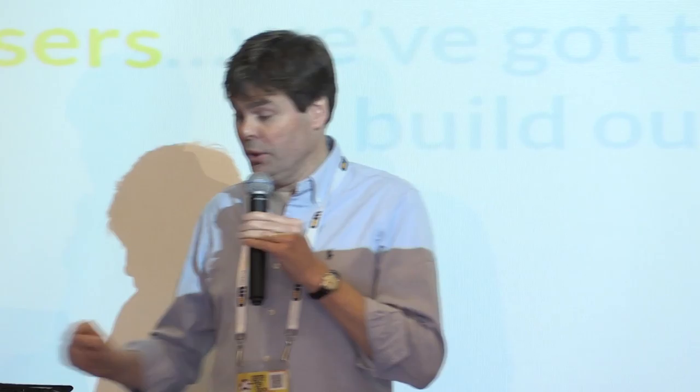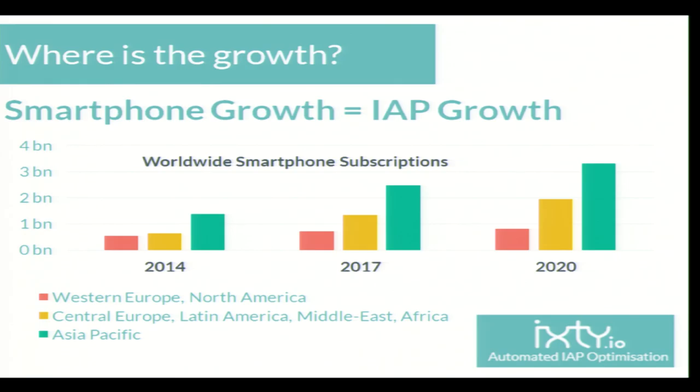Now, the backdrop to all of this is smartphone growth, which has been spoken about a lot. Where is the growth? Well, it's everywhere. But where is it most? As you can see from the yellow and green bits up there, it's not in Western Europe. It's in Central Europe, Africa, the Middle East, South America, Asia. So all those emerging markets, that's where the phones are being bought, tablets too. That's where you'd expect the people to be playing the games. That's where in-app purchases are going to be happening.